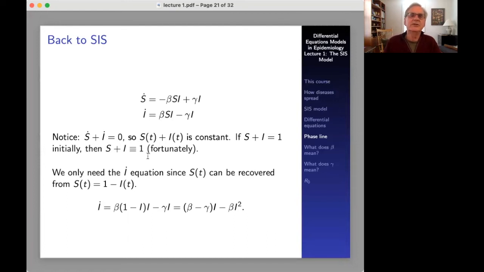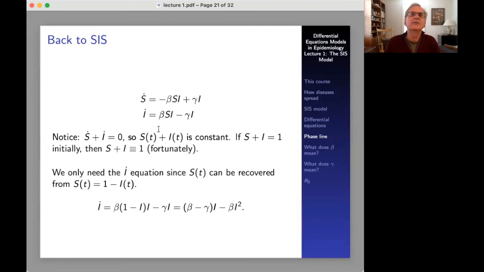But what that means is we really only need one of the equations. We're just going to use the I equation, because if we can just figure out I of t, then we know S of t without using any differential equations. S of t is just 1 minus I of t. So we're just going to use the equation for I dot.